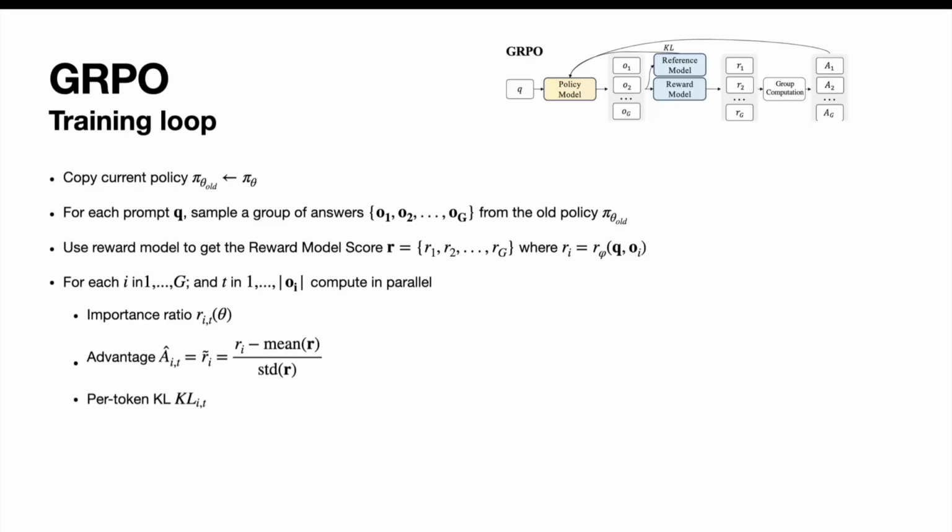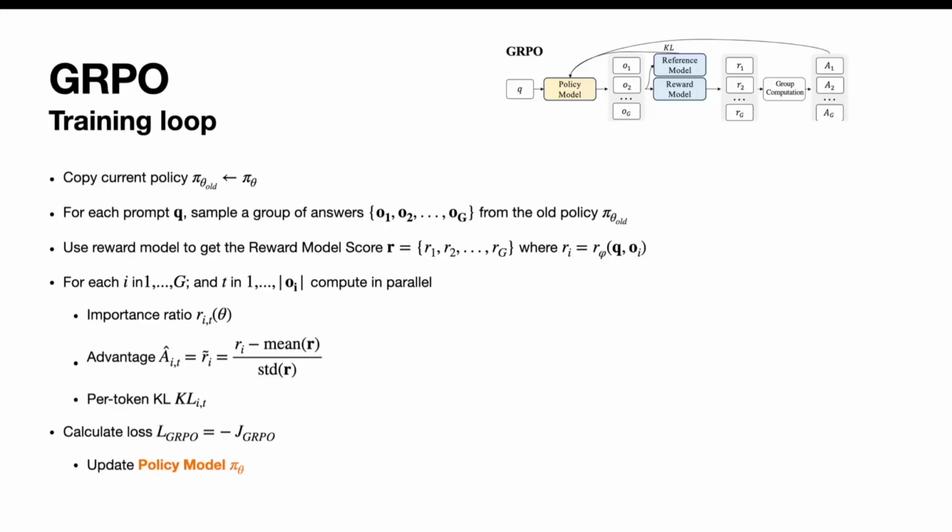Third, we compute the per token KL term between the current policy and the reference model. This KL term is multiplied by beta and subtracted from the GRPO objective as a regularization term. Finally, we calculate the training loss. Since GRPO is an objective we want to maximize, in implementation, we minimize the negative GRPO objective.